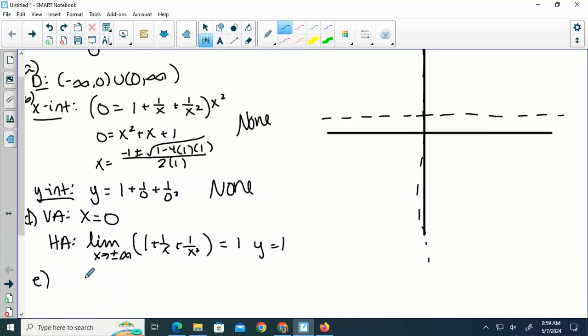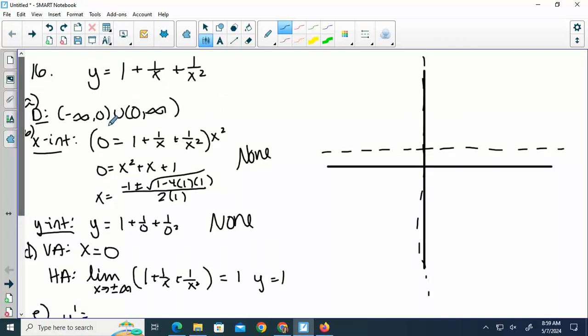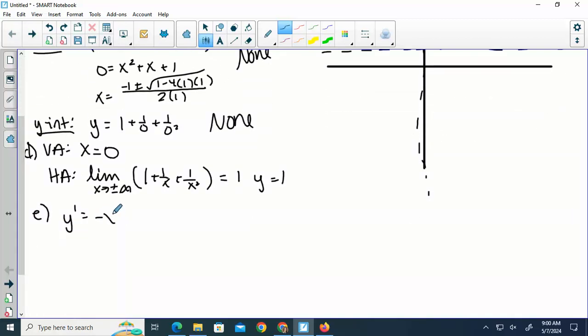Okay, if I want increasing and decreasing, what do we have to find? First derivative. So the derivative of 1 is 0. There are different ways to write this. You could say 1 plus x to the negative 1 plus x to the negative 2. You could also turn it into a fraction, with a common denominator if you wanted, so whatever you guys like. So we should get negative x to the negative 2 minus 2x to the negative 3. That's the same thing as negative 1 over x squared minus 2 over x cubed.